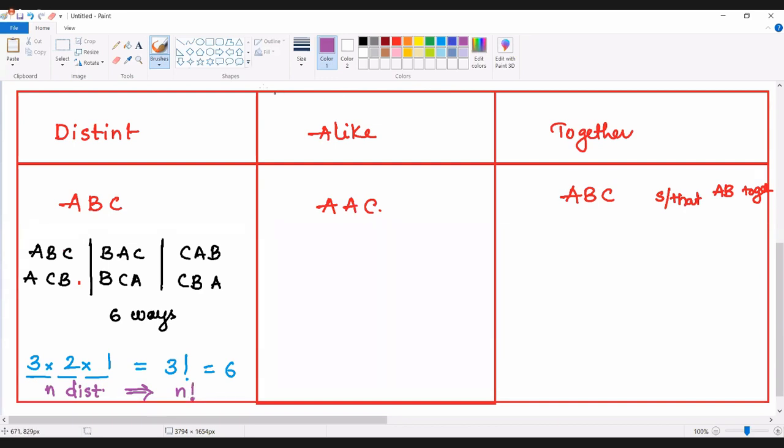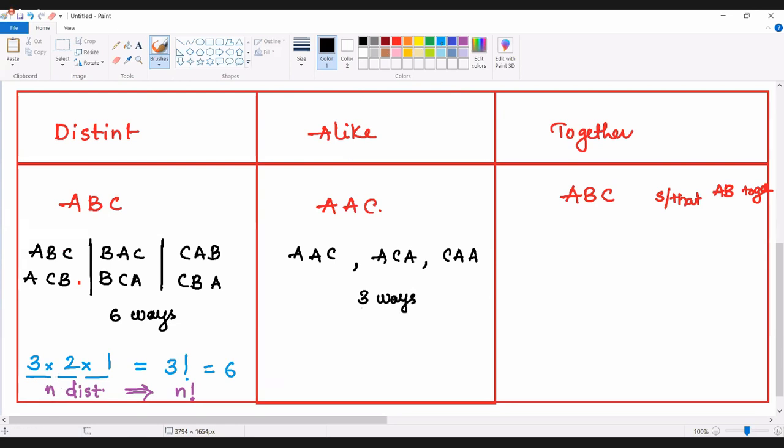So if you observe some of the letters are alike, for example, AAC is there. In how many ways we can arrange? AAC is 1, ACA is 1, CAA is 1. So how many ways are there? There are three ways to arrange them.